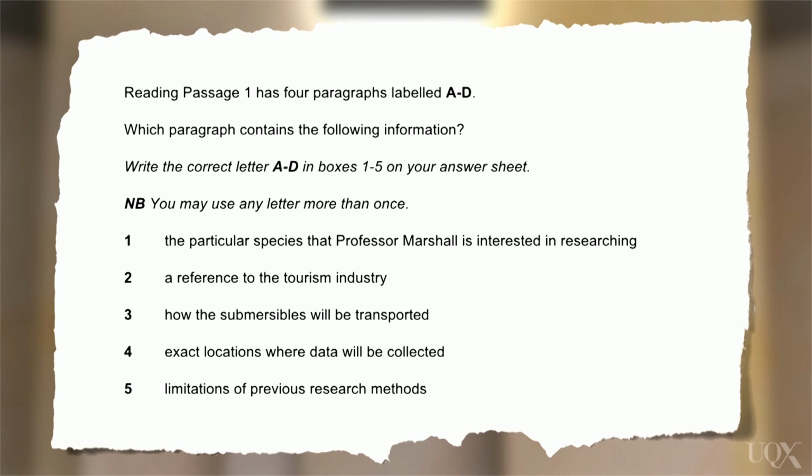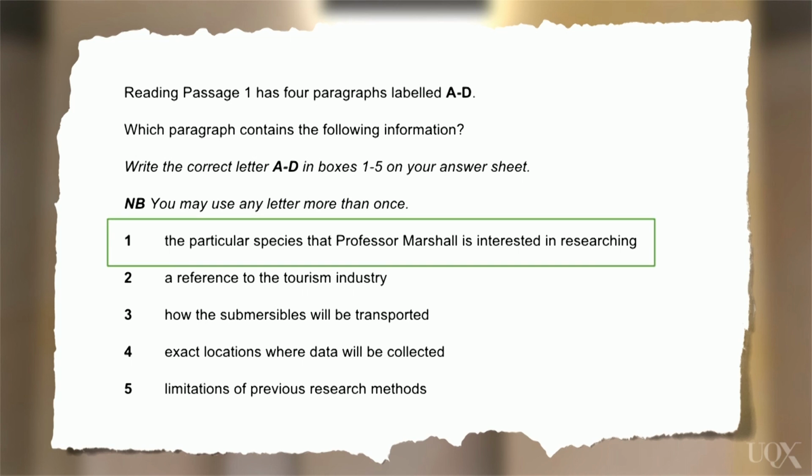Now look at the questions. You need to read the question and then go to the text and find the paragraph or section that contains this information. Let's try to do question 1. So, we need to find the particular species that the researcher is interested in. I think this is important, the particular species. So I guess there is a particular animal that the researcher wants to study. Let's try to remember that when we read the text.